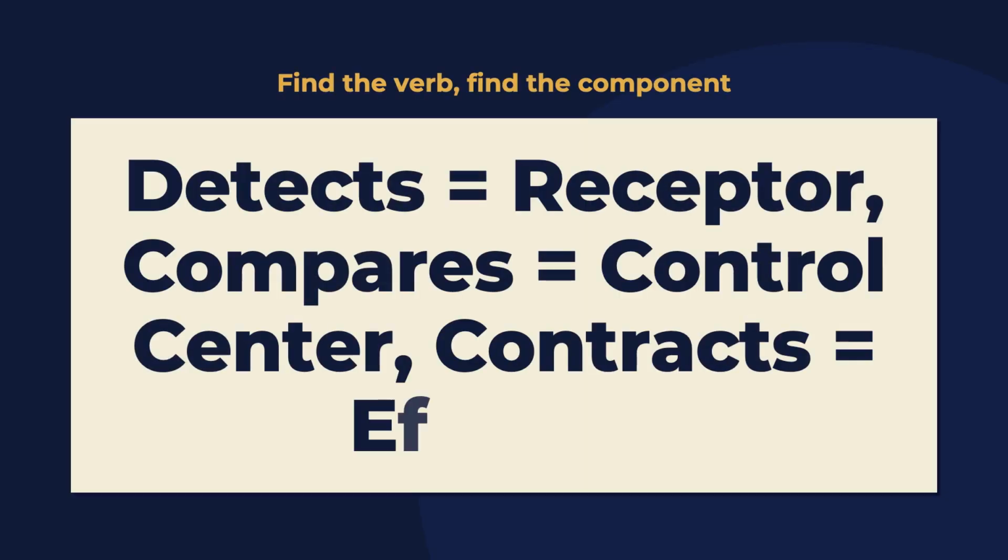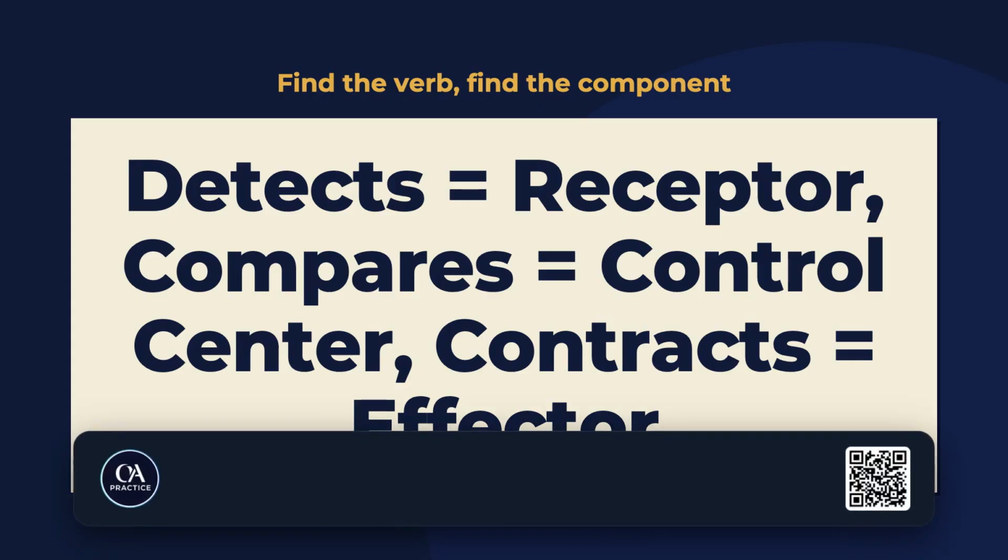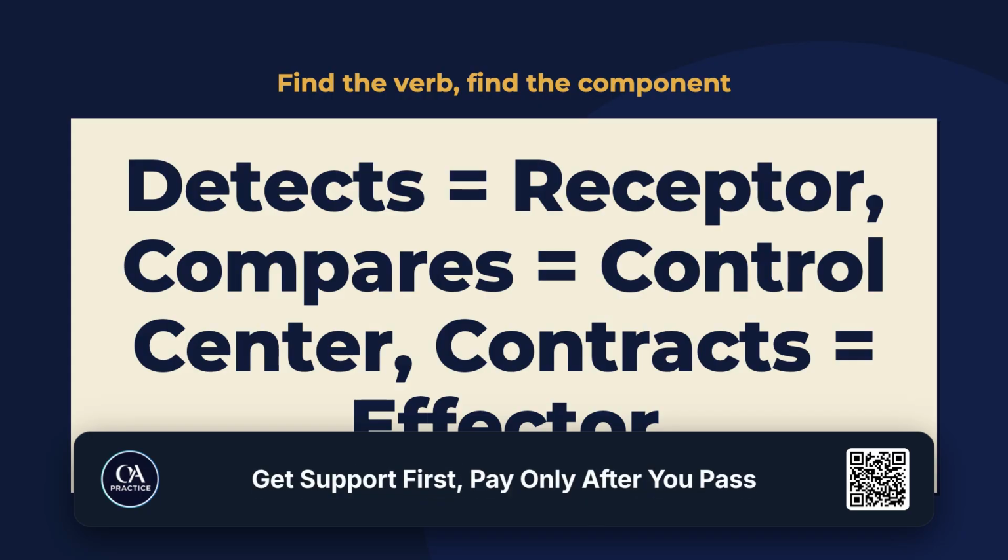Exam verbs give it away: detects, senses, and monitors point to a receptor; compares, integrates, and directs point to a control center; contracts, secretes, and dilates point to an effector. Locate the verb and you locate the component being tested.